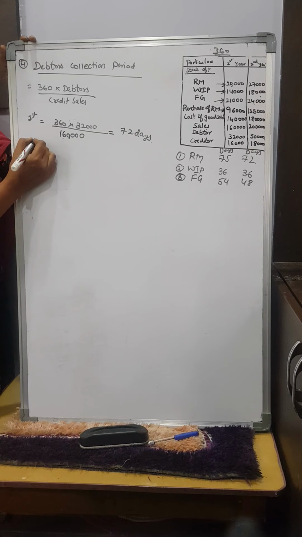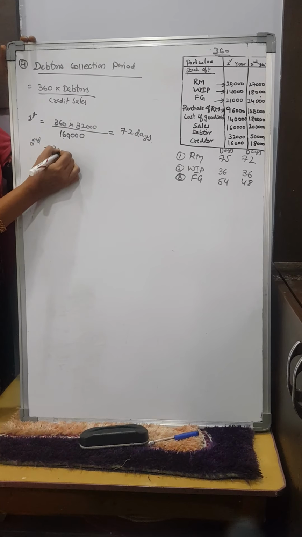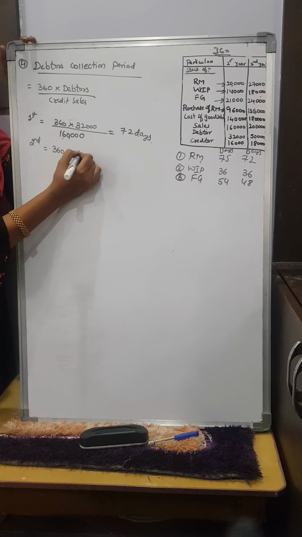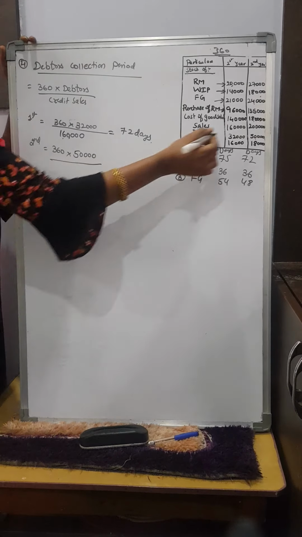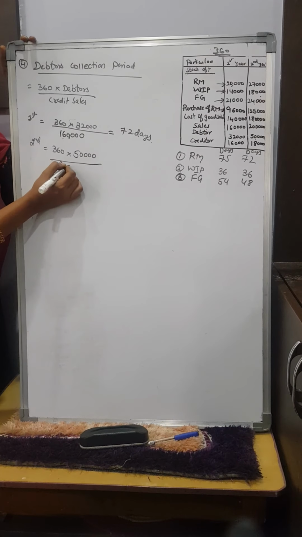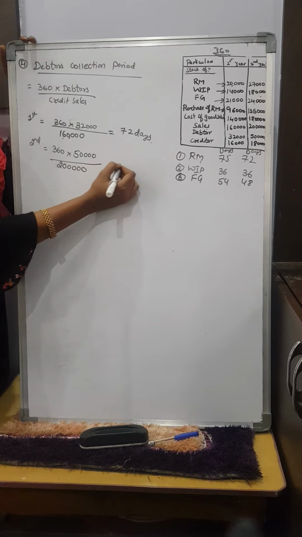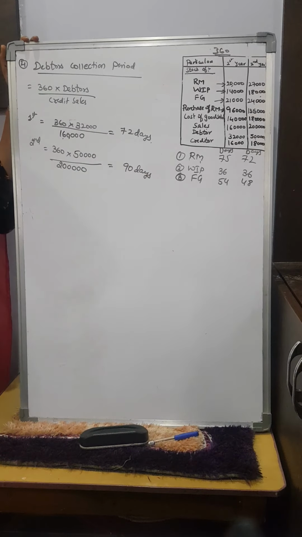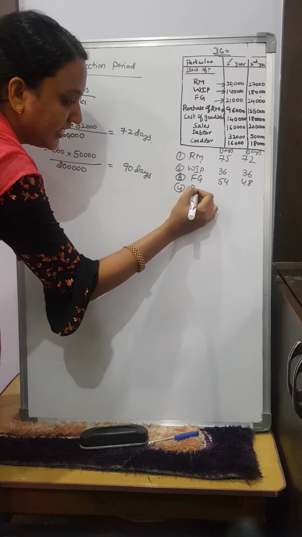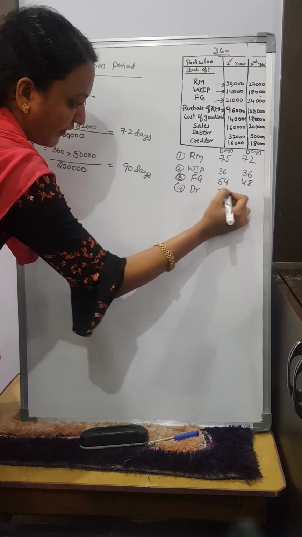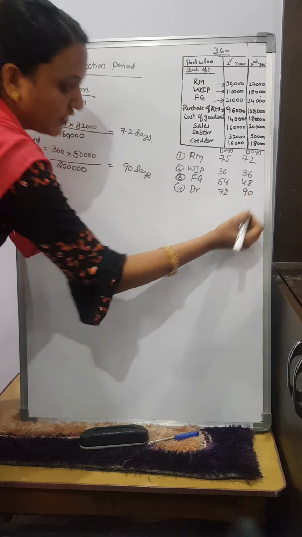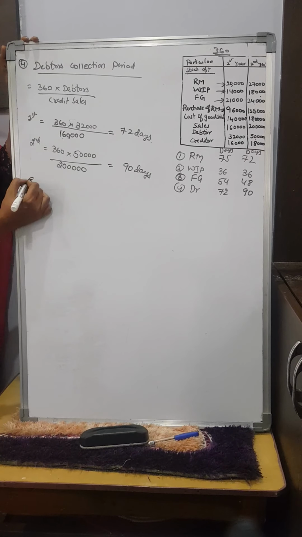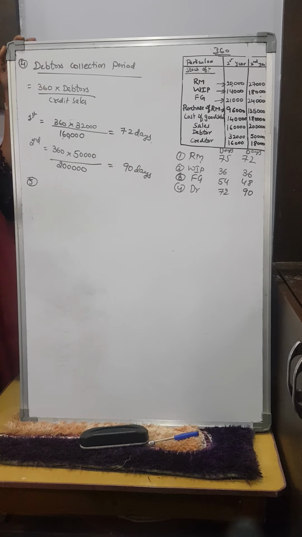That is for the first year. And for the second year, 360 into, what is given? Debtors 50,000. And what is the sales given? 2 lakhs. If you substitute this, you will be getting 90 days. So the fourth one is related to debtors, that is 72 days for the first year, and for the second year it is 90 days. Next we need to do the fifth one, that is creditors payment period.